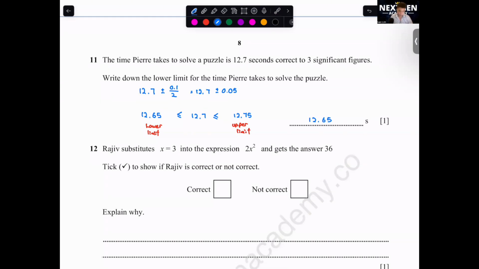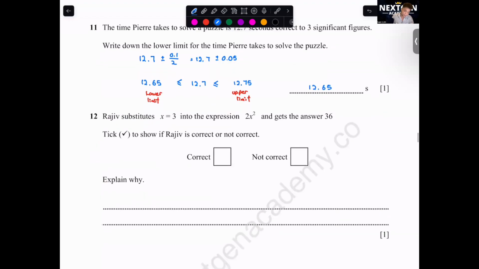Okay, number 12. Rajiv substitute x equals to 3 into the expression 2x squared and gets the answer 36. Tick to show if Rajiv is correct or not correct. Explain why. Okay, is he correct? X equals to 3 into this expression here. Okay, so let's calculate it. Yes, it is correct. Okay, Brandon say correct.